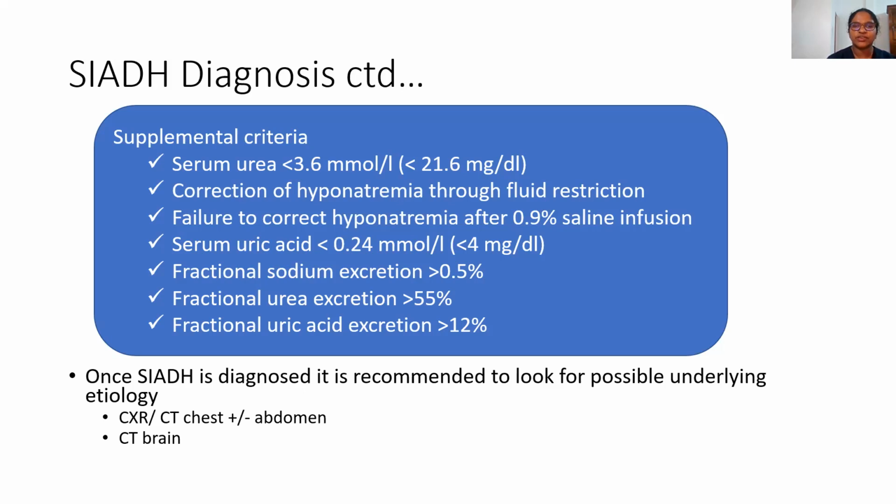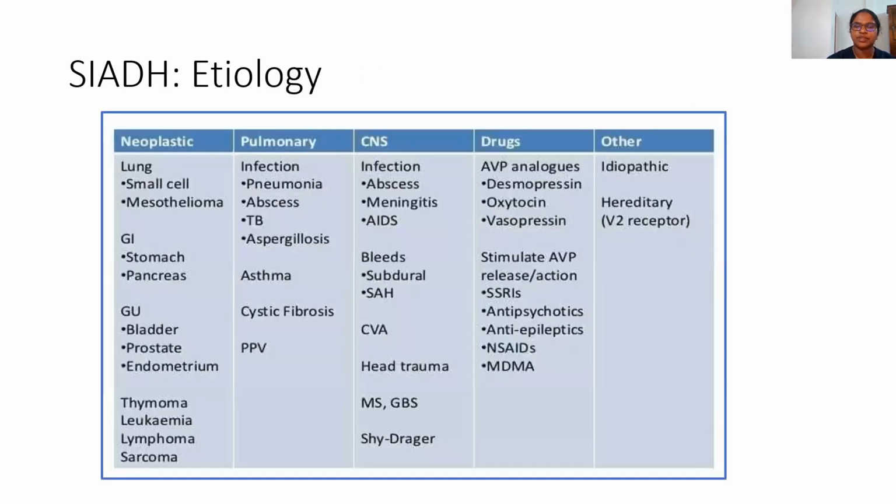Because once you diagnose SIADH, you have to actively look for a cause. So during further evaluation, use imaging of the brain, abdomen, or chest to look for a cause for SIADH. So what are the causes? Mainly, any inflammatory, infective, or malignant condition can give rise to SIADH. So any thoracic, abdominal, or hematological malignancies, any lung infection, inflammatory process or malignancy, and in the nervous system, any infection, inflammatory process, or trauma can give rise to SIADH, as well as a list of drugs which can cause AVP secretion. In addition, some hereditary causes are there as well.